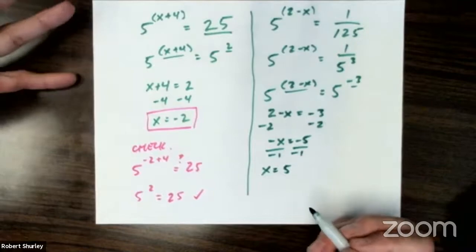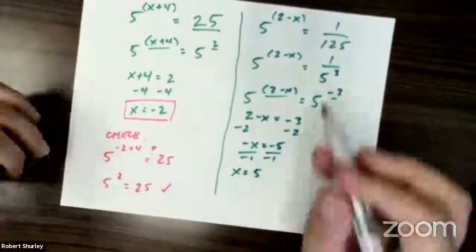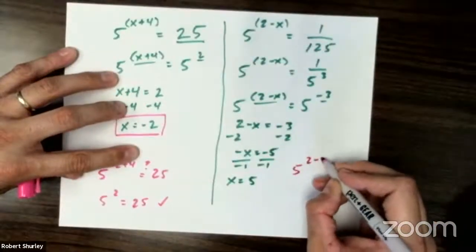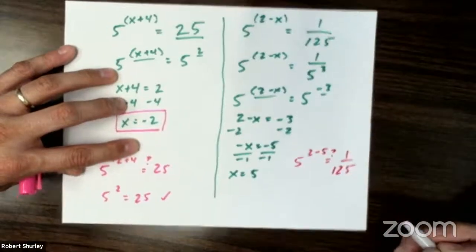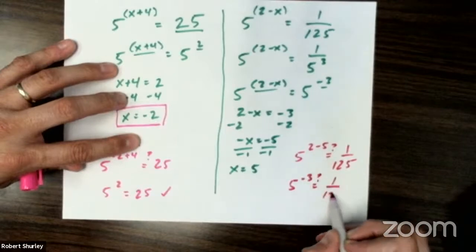But now I have to check it, right? So I'm going to plug x equals 5 into the original equation up here. So this is me checking: 5 to the 2 minus 5. I want to know, is that equal to 1 over 125? That would be 5 to the negative 3. Is that equal to 1 over 125?